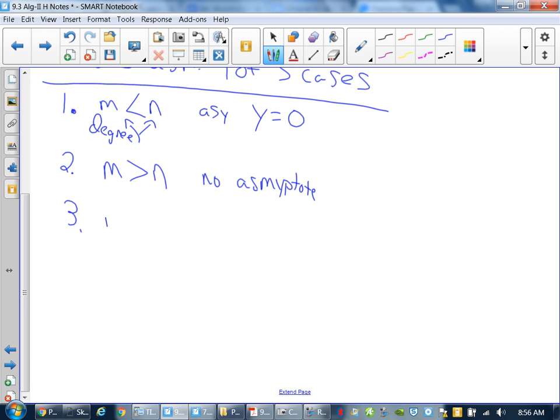And lastly, if the degrees are the same, then your asymptote works just like we did yesterday. Remember how it was x over x? It winds up just being the coefficients, a over b, where a and b are the leading coefficients.